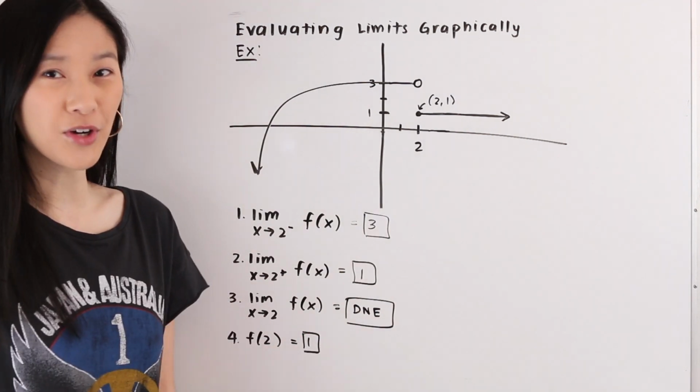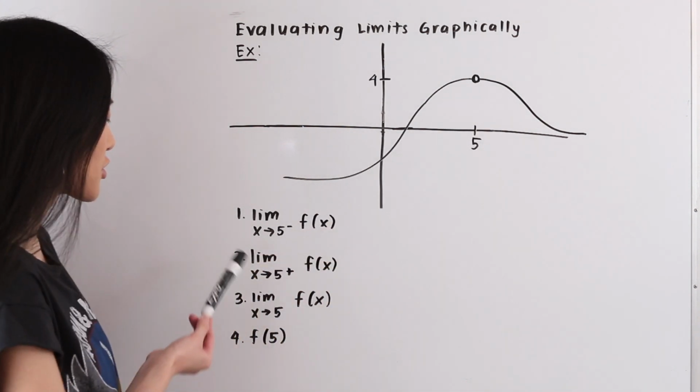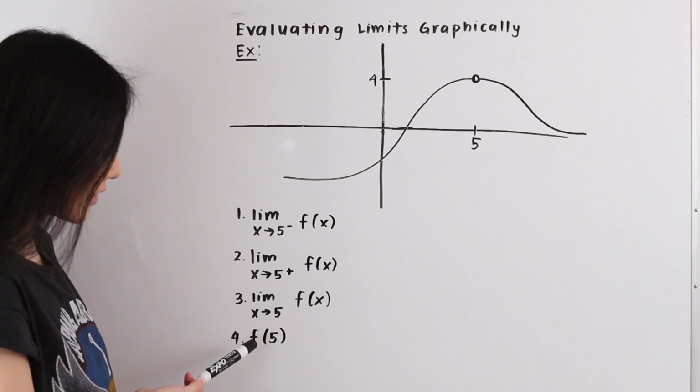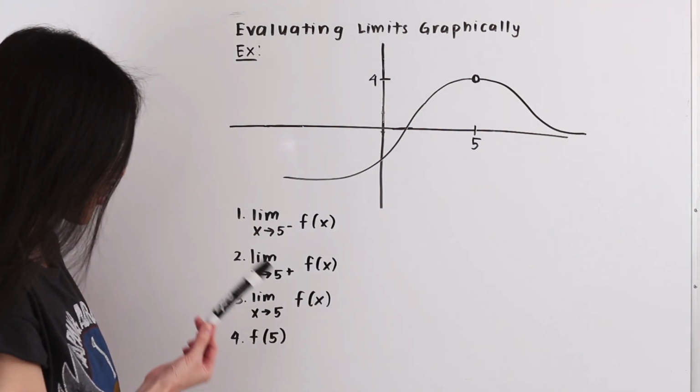Now let's go ahead and take a look at one more example. In this last example here, we are given the graph of f of x, and we are asked to determine the following limits and also the value of the function at a particular point. So let's go ahead and start off with problem 1.